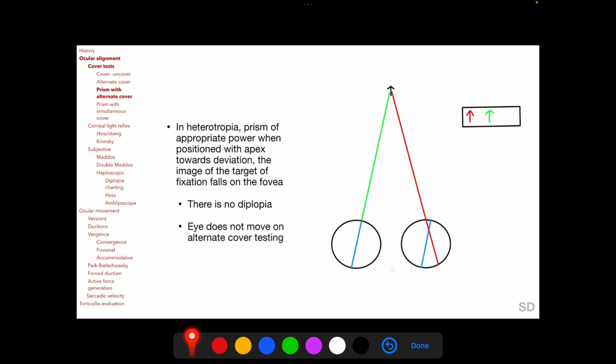In a patient with heterotropia and normal retinal correspondence, the image of the target being fixated by the fixating eye falls on a non-foveal position in the deviated eye, and thus the patient has diplopia. And when a prism of appropriate power is positioned over the eye, that light ray is deviated towards the fovea, and since the patient has normal retinal correspondence, the directional value of both the foveas are the same, and the patient no longer perceives diplopia. So when a prism of appropriate strength is positioned with the apex towards deviation, the patient does not perceive any diplopia, and as a result the eyes do not move on alternate cover testing.